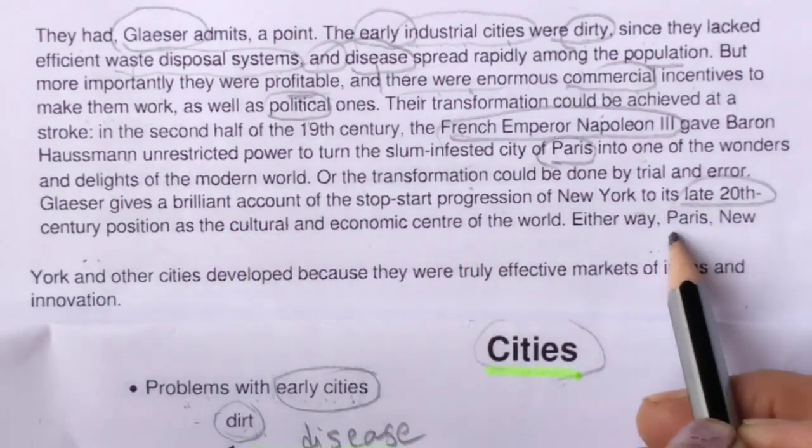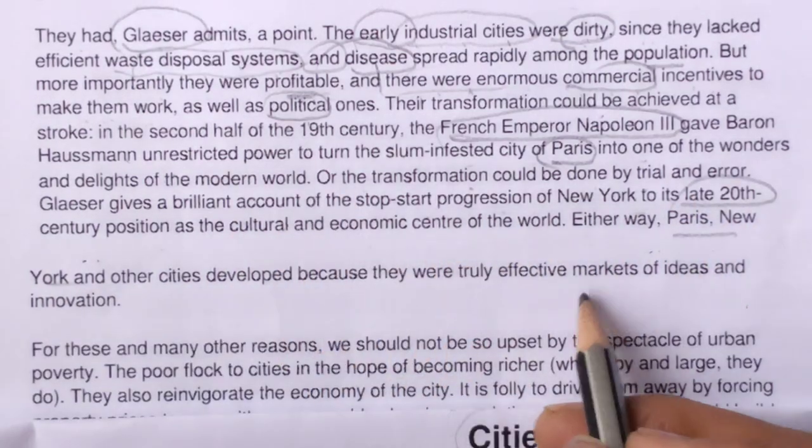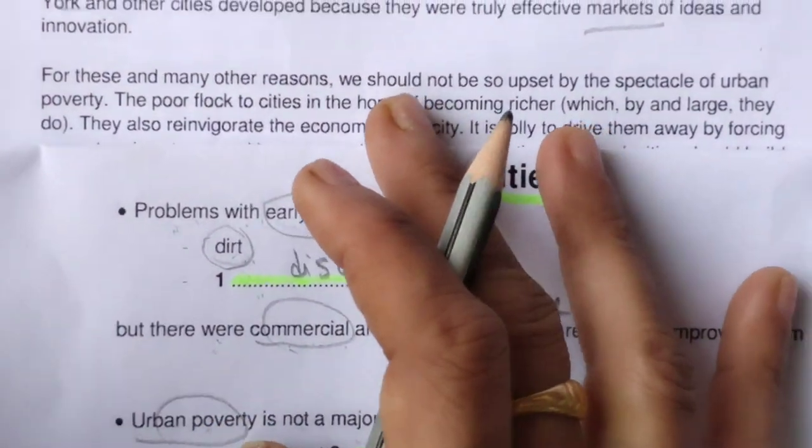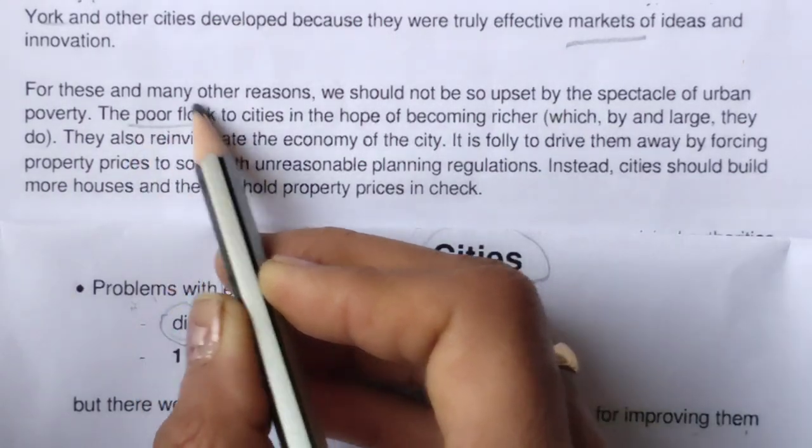Okay, the 20th century is there. Paris, New York, and other cities. Nothing is there about poverty, poor people. So the next paragraph I am just taking out. Poor, I can see here.